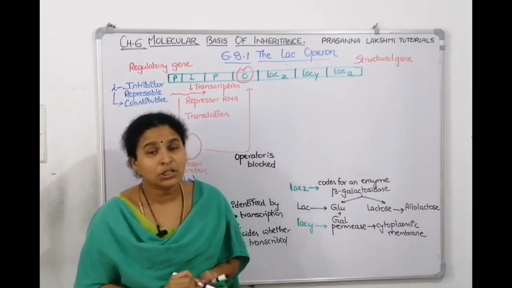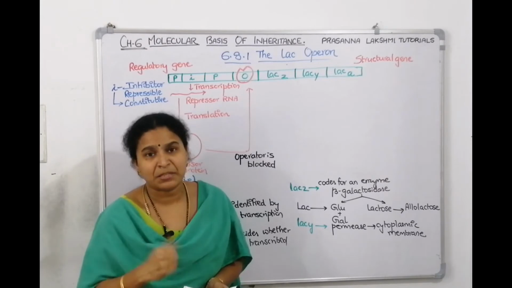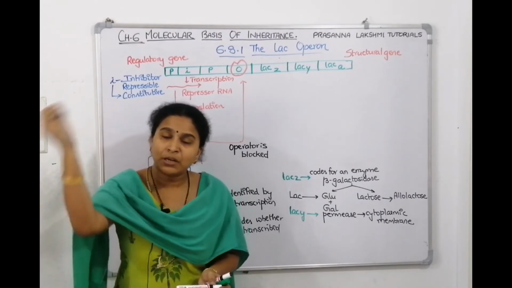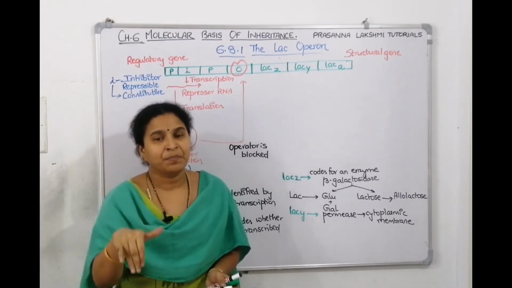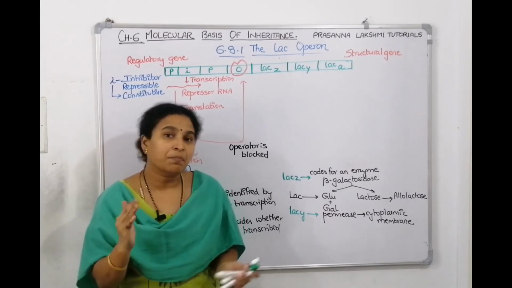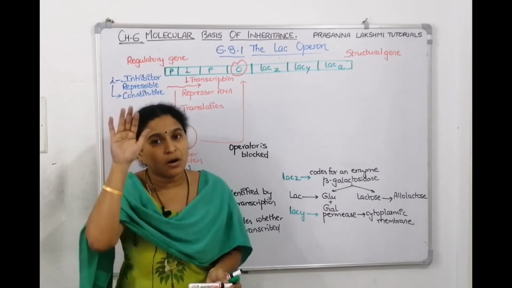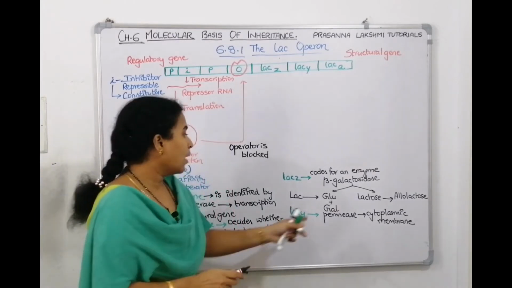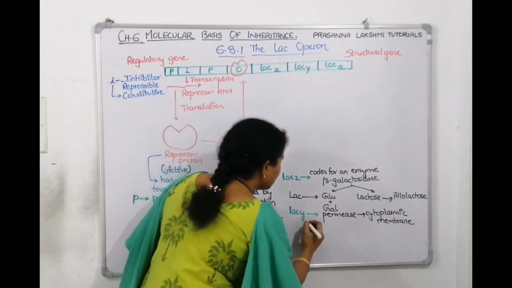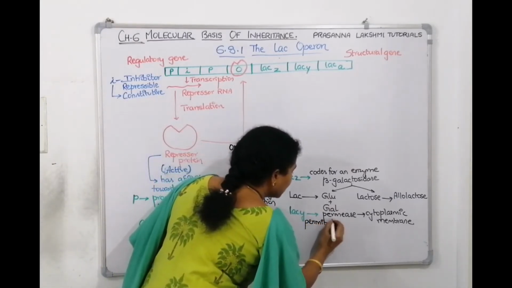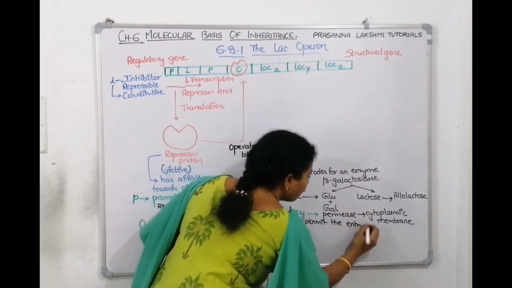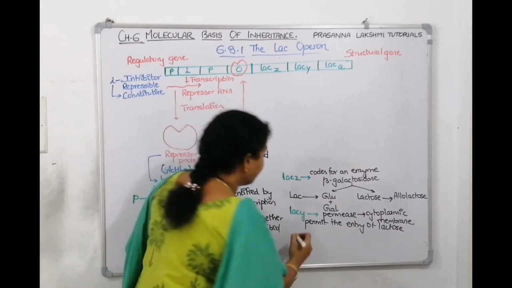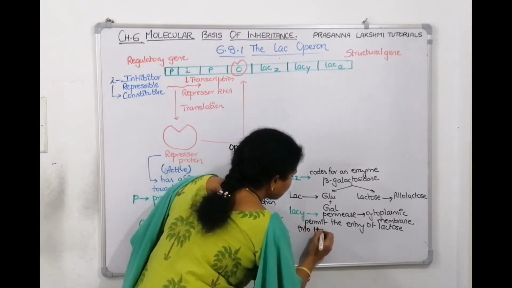If you want to enter a college, the watchman should permit you inside the campus premises. In the same manner, if the lactose which is outside in the medium has to come into the bacteria, the cytoplasmic membrane, the cell membrane, should permit it inside, right? So the permease is like a watchman. It is on the plasma membrane. It permits the lactose to enter into the cell. Permease will permit the entry of lactose into the cell.